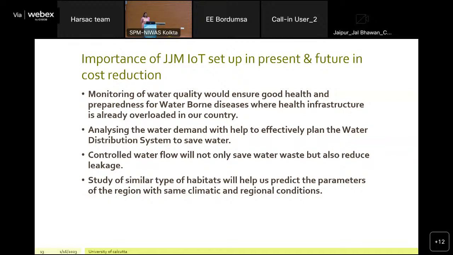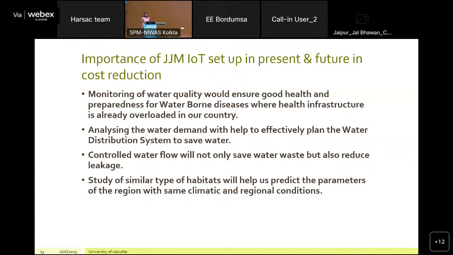Next, the controlled water flow will not only save water, but also reduce leakage, because when we detect a leakage and we can control the flow of water, the leakage of the water simultaneously decreases. Similar types of habitat would help us predict the parameters of the region with the same climatic and regional conditions. As we have seen in the dashboard, from the same district, a number of villages are taken into account, a number of sensors are deployed, a number of monitoring has been done, and huge cost is involved.